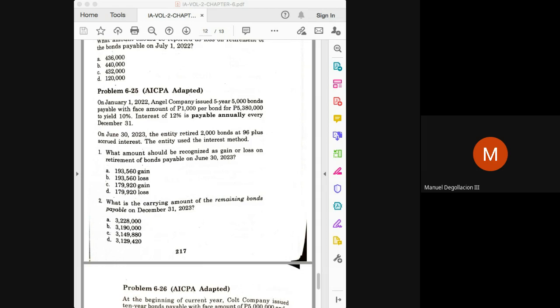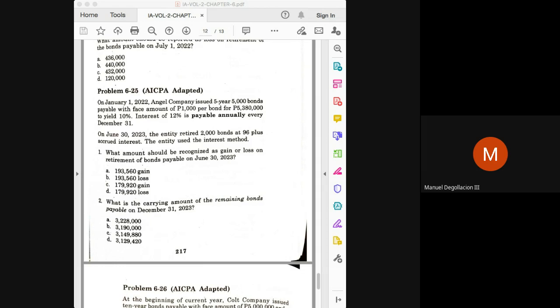Since the carrying amount at the start of 2023 of this 3 million bond is 3,190,800, that means we had a premium of 190,800. Okay, so we will deduct the 40,920 amortization for the year from the starting premium for the year of 190,800. So the remaining premium at the end of 2023 would be 149,880.